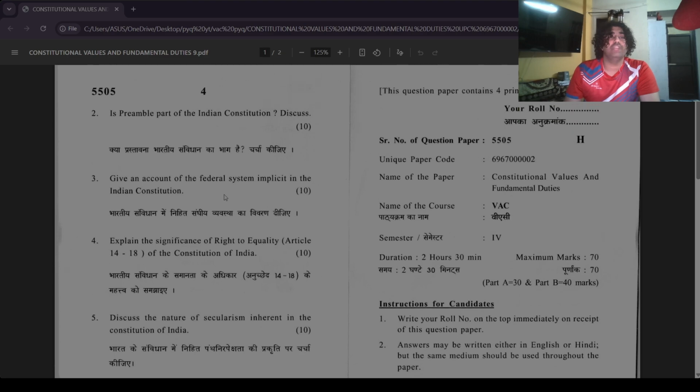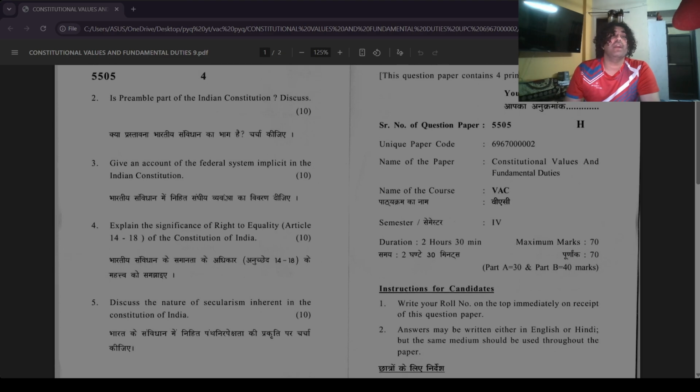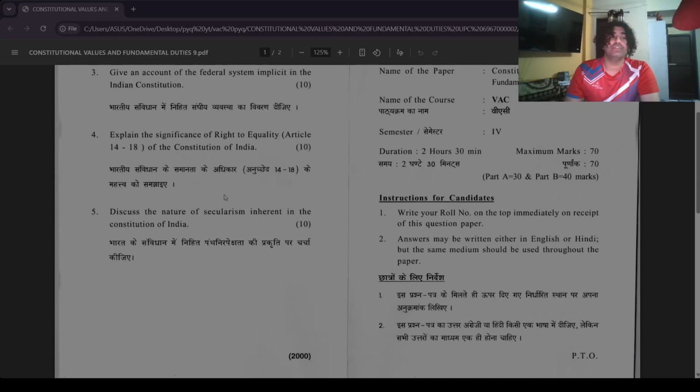Question number 2. Is preamble part of the Indian Constitution? Discuss. Question number 3. Give an account of federal system implicated in the Indian Constitution. Question number 4. Explain the significance of right to equality, Article 14 to 18 of the Indian Constitution. Question number 5. Discuss the nature of secularism inherent in the Constitution of India.